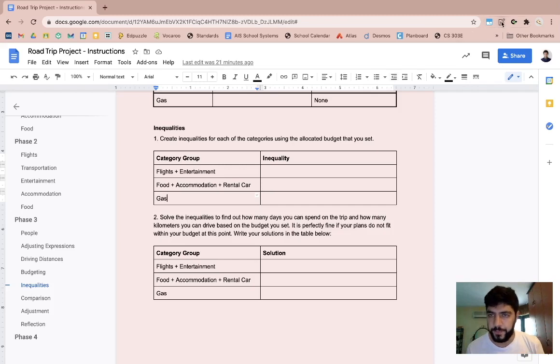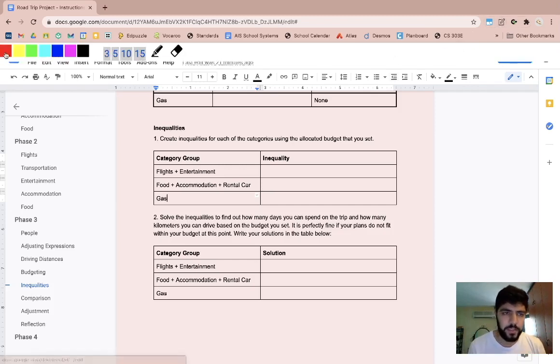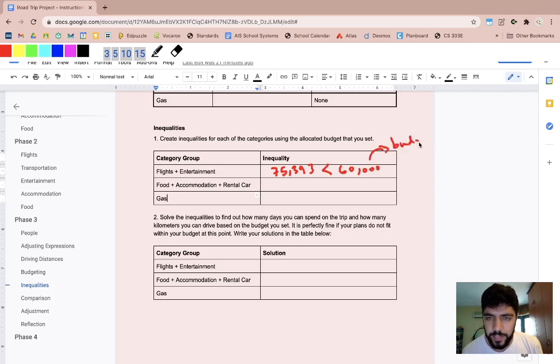So for example, sticking with our 60,000 for flights and entertainment, you're going to be looking at your actual cost for that. So let's say my actual costs were like 75,393, and so I would have to say that this has to be less than 60,000 because this side is the budget that I gave it, right? And so notice here that this is not true, and so we'll have to change something about it, but we'll just write it as it is right now.